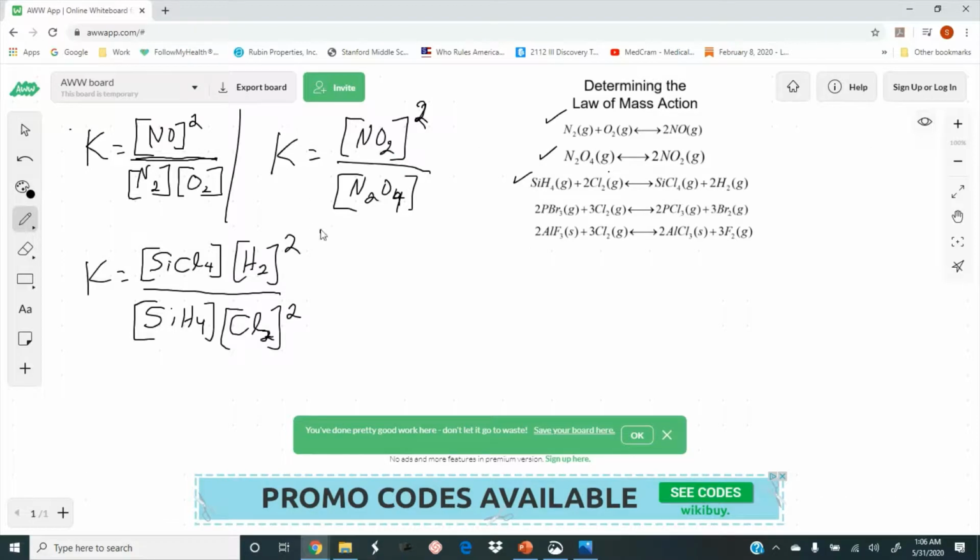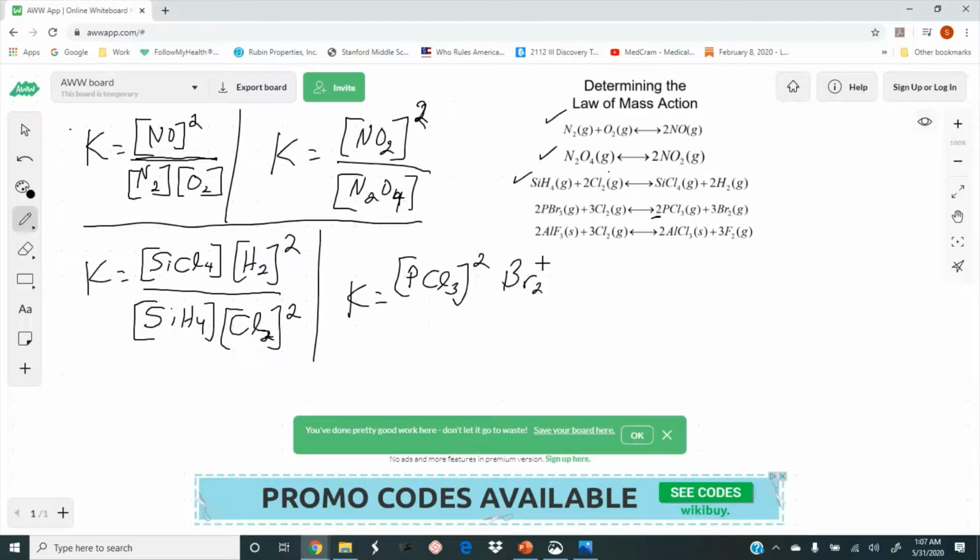This next one, let me go ahead and move that around here so you can see that they're all different ones. This next one, same idea. Everything's got a coefficient in this one, right? So 2 reactants, 2 products. K equals the concentration of PCl3, and we squared that one because of the 2 right here, and the concentration of Br2. And that one's got a coefficient of 3, so we cube it.